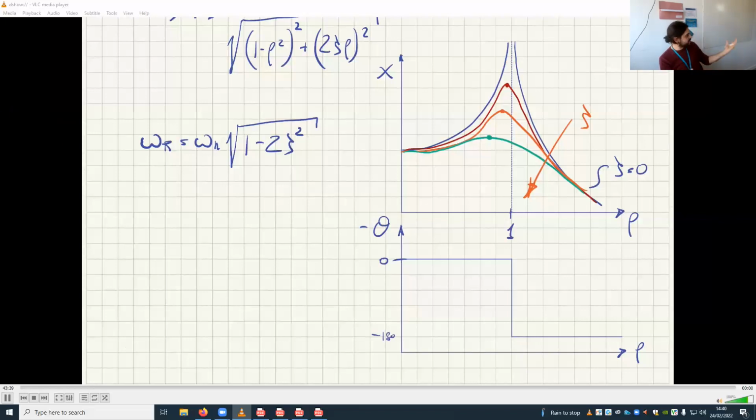If you increase damping, what happens is this. So this starts very close and then suddenly drops down. Something like this. So it gets eased a bit. And it gets eased more and more the more you increase damping. So it will start dropping off earlier.